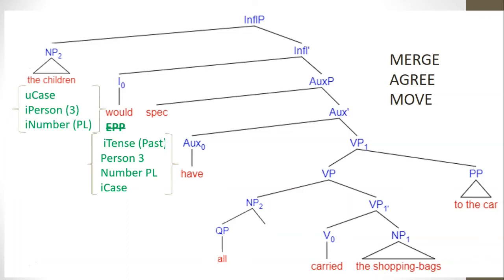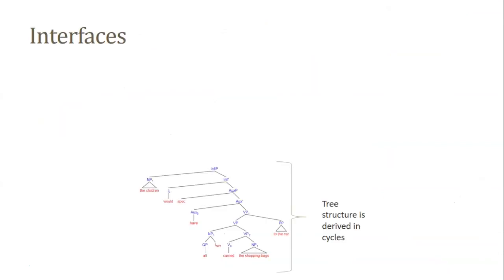There's nothing new to merge at this point. Agree occurs when the uninterpretable case feature on the noun phrase probes for its interpretable counterpart, which it finds in the feature bundle in the head of the inflection node. Agreement proceeds to provide a value. The uninterpretable feature is deleted and replaced with a valued counterpart, namely nominative case. At this point, all uninterpretable features in the derivation have been removed. Everything that needs to move has moved, and there's nothing further to merge. So we would say that the derivation is complete, and this tree structure is then handed off to the interfaces.